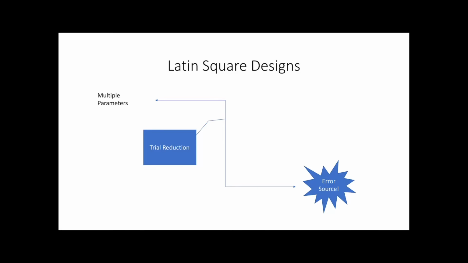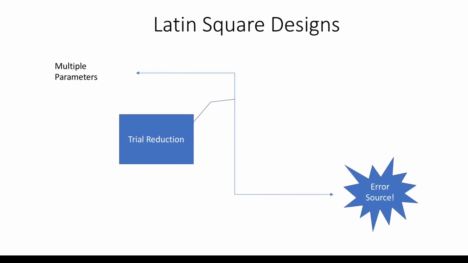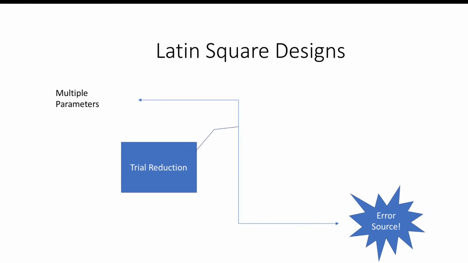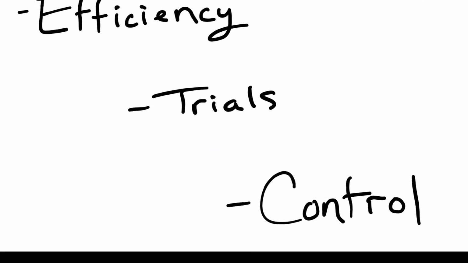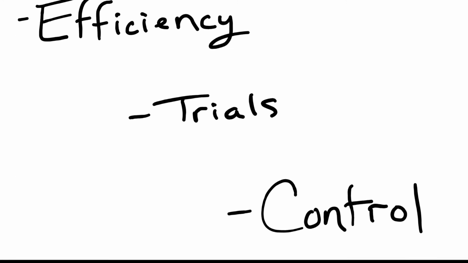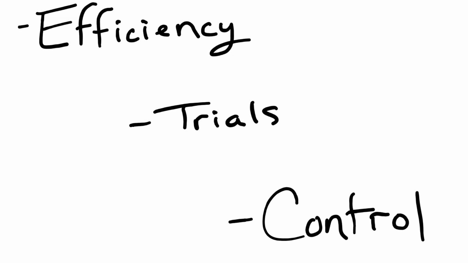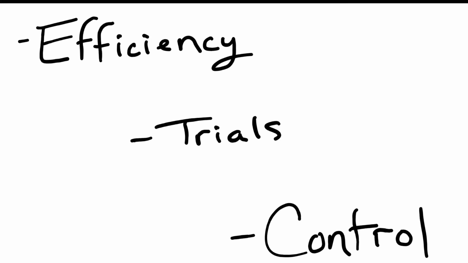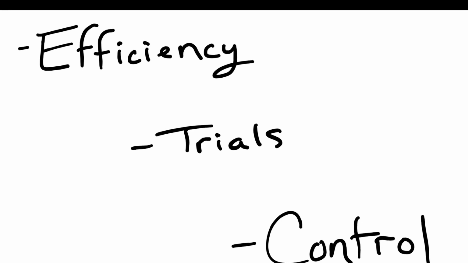So, if you have multiple parameters, you want trial reduction, and you're looking for an error source or a solution, Latin square designs are the way to go. If you take anything from this, take the fact that it's efficient, you reduce the number of trials, and you have control in both the row and column, aka two directions.